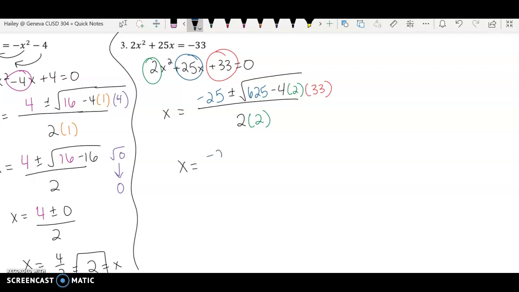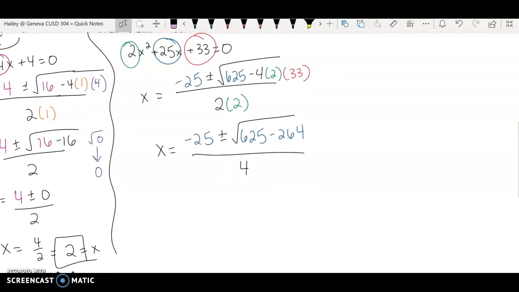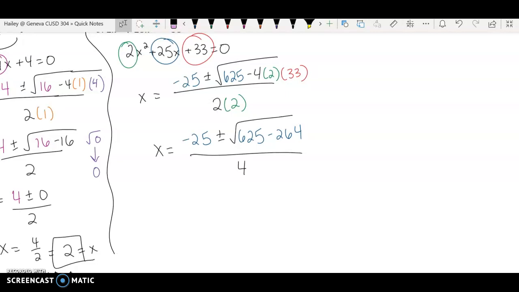being 1. So we have -25 plus or minus the square root of, again, I'm going to keep 625 and figure out what that other part is, and 33 times 4 times 2 ends up giving me -264. And it's all over 4 this time. Okay, so at this point, we've got to clean it up a little bit. If we take 625 and we subtract 264, we end up getting the square root of 361.